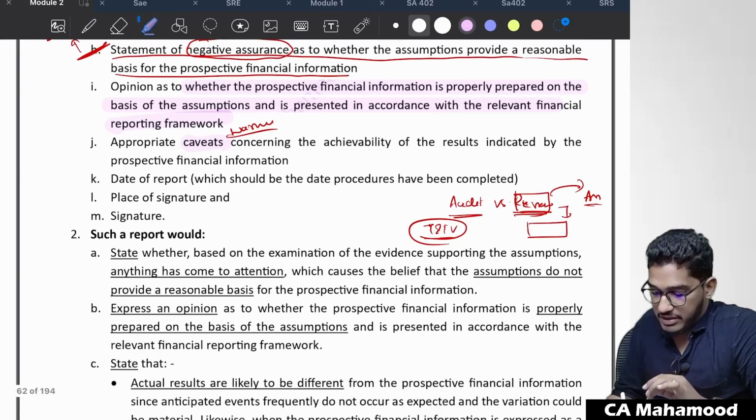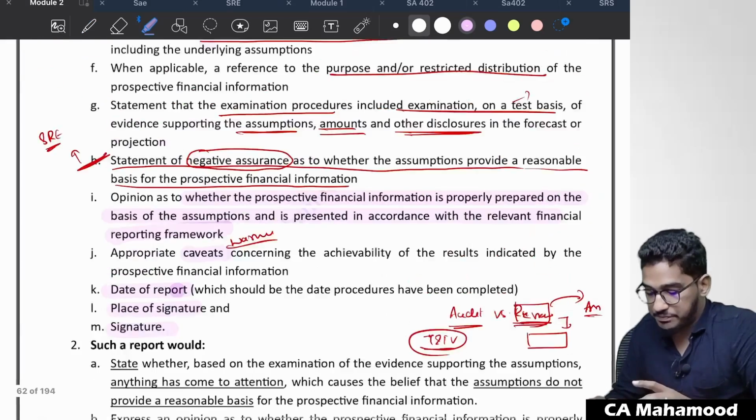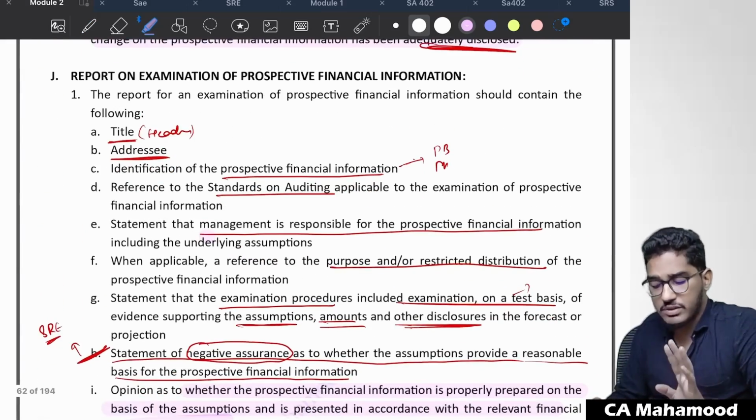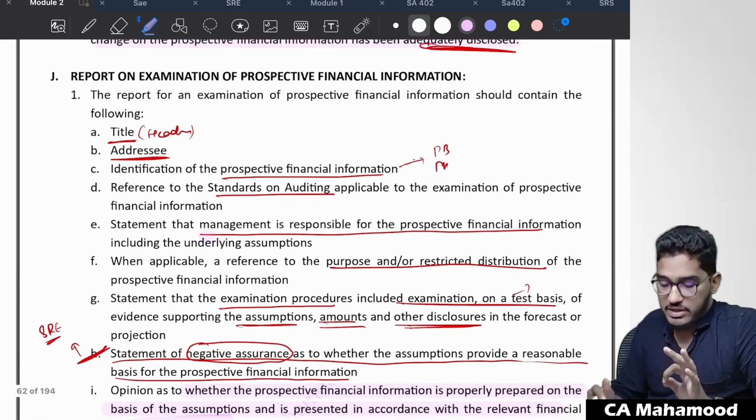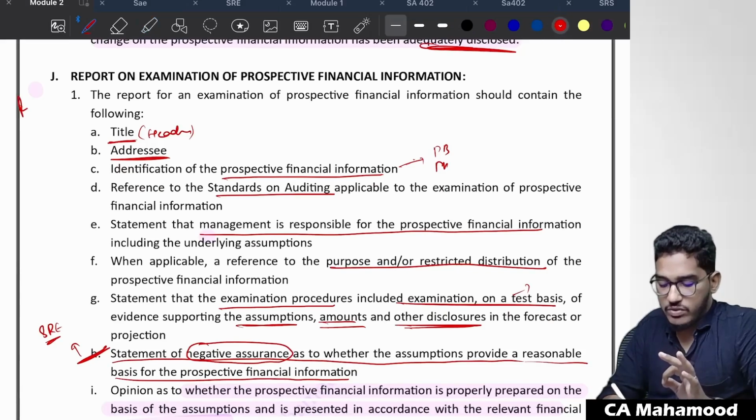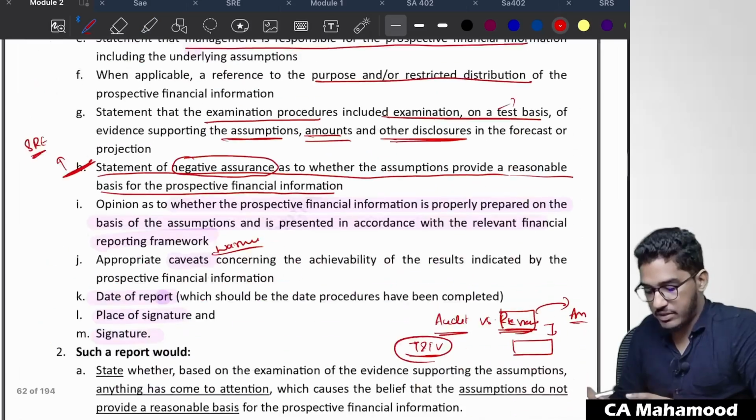And also you have to mention the date of the report, the place at which you are signing, and you have to affix your signature. So all these are the contents of the report as per SAE 3400. Just read all the content once and ignore it.